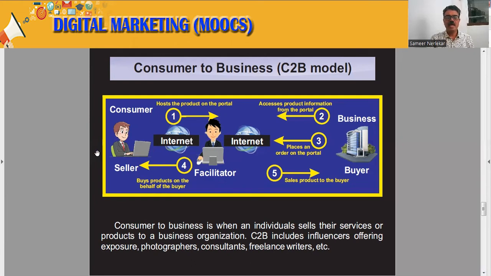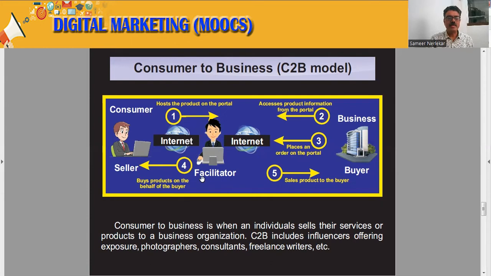Now, in this case, at one end of the transaction, the consumer is there who is playing the role of the seller. And at the other end of the transaction, a business is there. Okay, so let's say some company will be there at the other end. So at the first stage of the transaction, the consumer hosts the product on the portal. The business party at the other end accesses the product information from the portal and places an order to the portal.